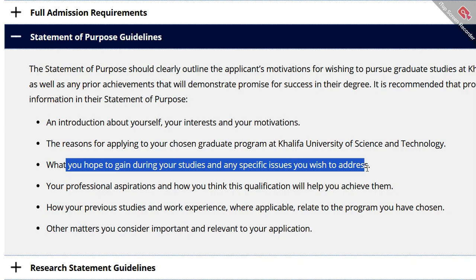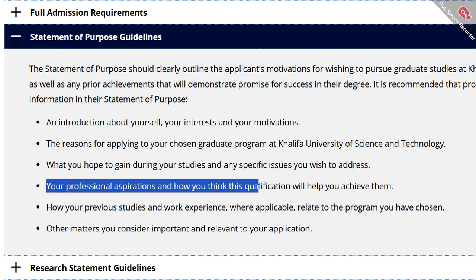You need to stick to the criteria. If you do not stick to these criteria, they will never bother to check your statement of purpose. They will reject it. Okay, so you have to stick to the criteria so that you get noticed. You have to state your professional inspirations and how you think this qualification will help you achieve them. You can see that most of the time students get rejected just by ignoring these steps. They think that this is not a critical step, so they write the statement of purpose according to their own criteria. That's the big mistake.